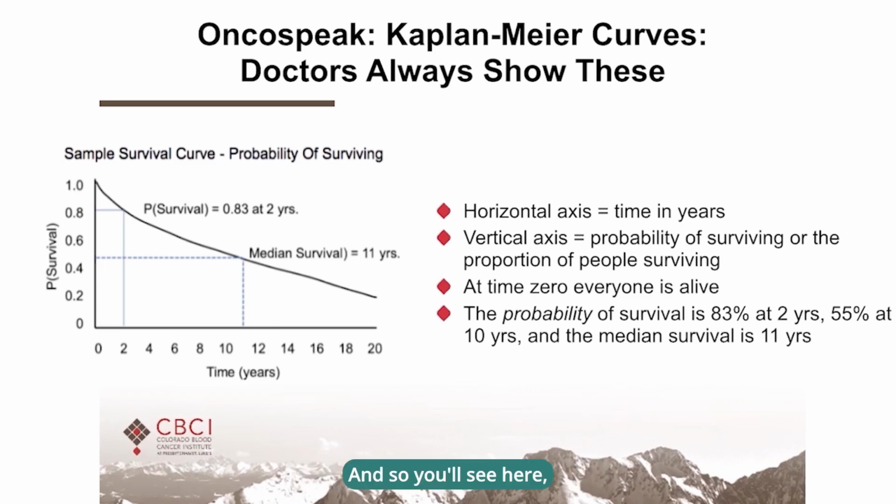And so you'll see here, for example, in this example, which is not Waldenström's, by the way, at 2 years, 83% of patients are still alive. At 5 years, it's about 70%. And about 50% of the patients are still alive at 11 years. So you'll see doctors report, hey, the median survival for such and such problem is 11 years.